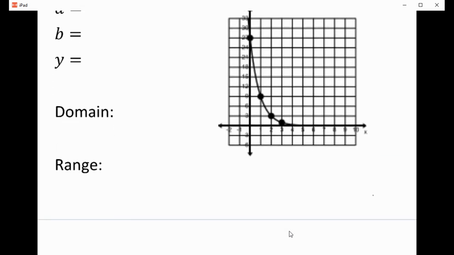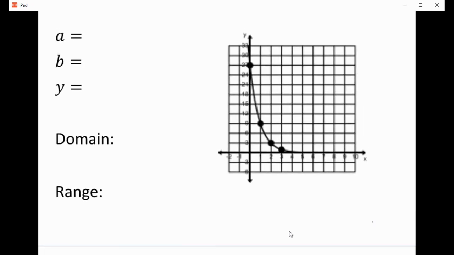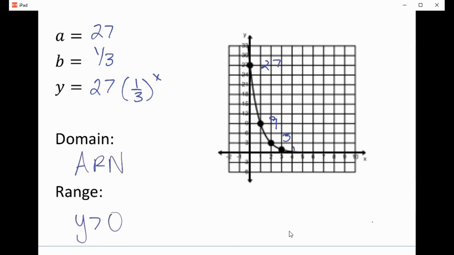For an example with decay, my y-intercept is 27. It's kind of hard to read those numbers, but it's going down by 3. So it's 27, and then it goes down to 9, and then 3, and then 1. So I'm dividing by 3, which is the same as multiplying by 1/3. So my equation is 27 times 1/3 to the x. Domain is all real numbers. Range is y is greater than 0.